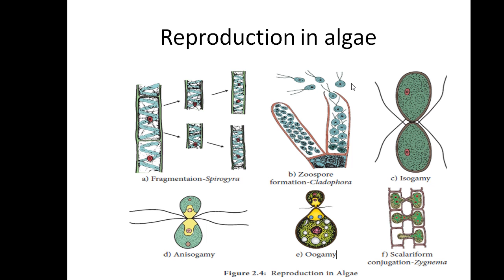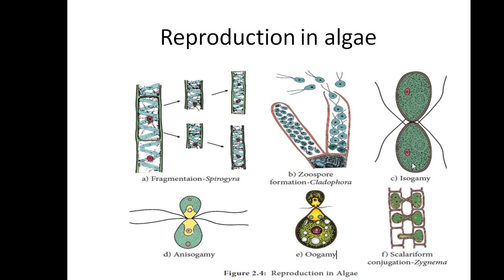Next, reproduction in the algae. This is just showing you a diagrammatic representation. Fragmentation: the parent body, the algae body, is divided into small segments. These fragments grow again as new parent cells. This is a zoospore, which is released from the zoosporangium in Cladophora.